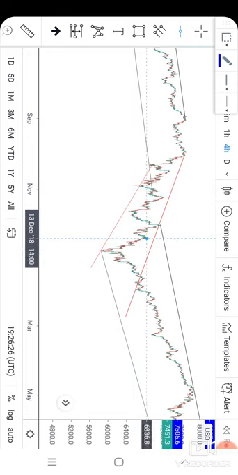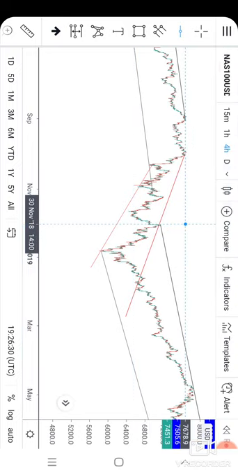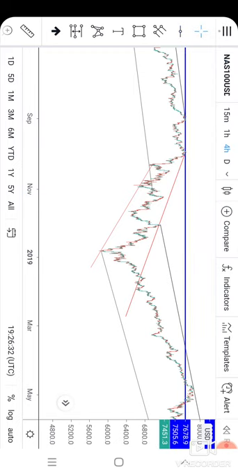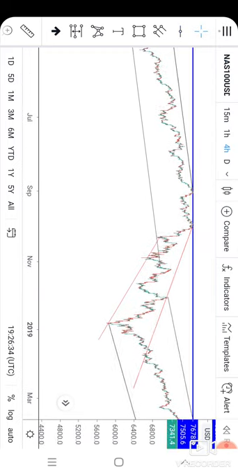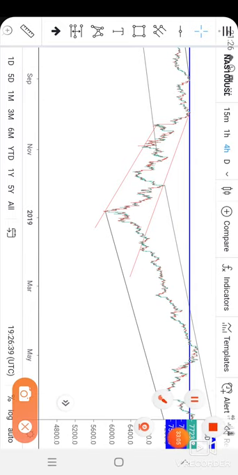This is how you spot your high. This is how we spot our high, guys. This is our high. So I hope you understand, guys.